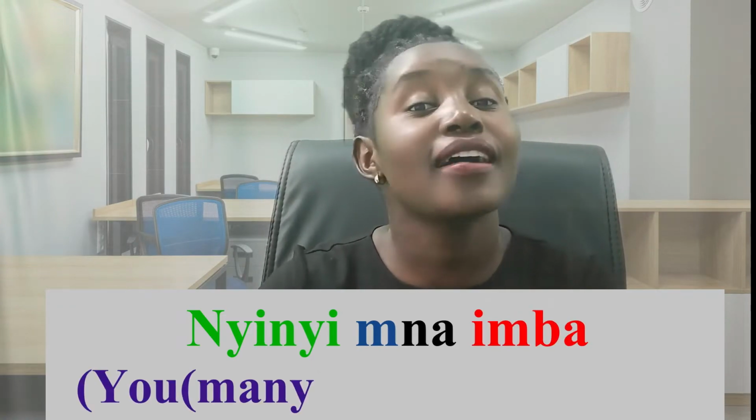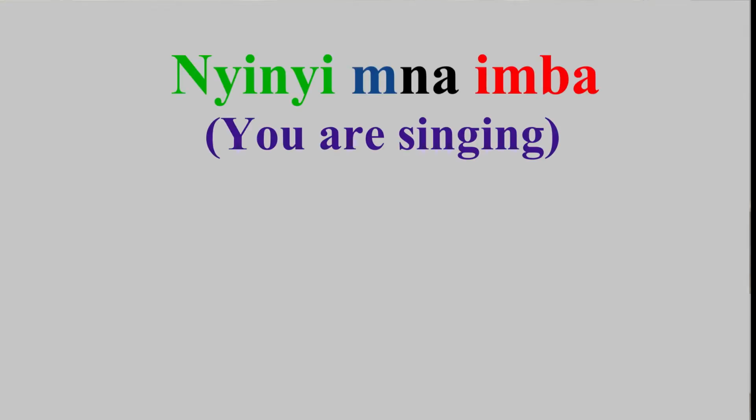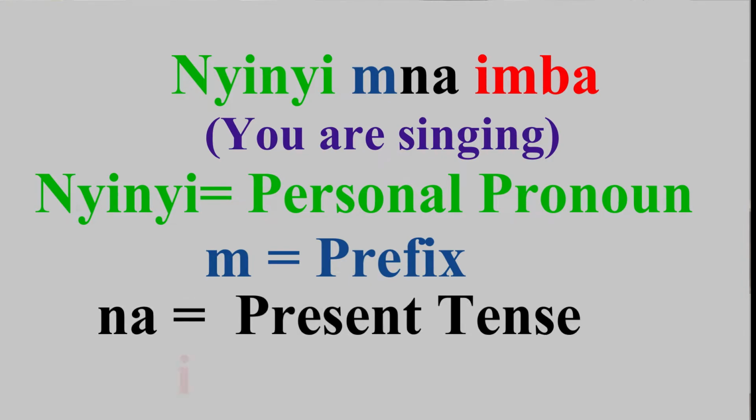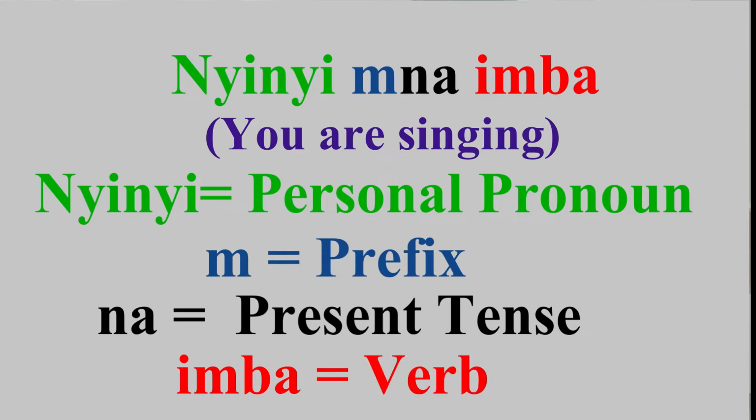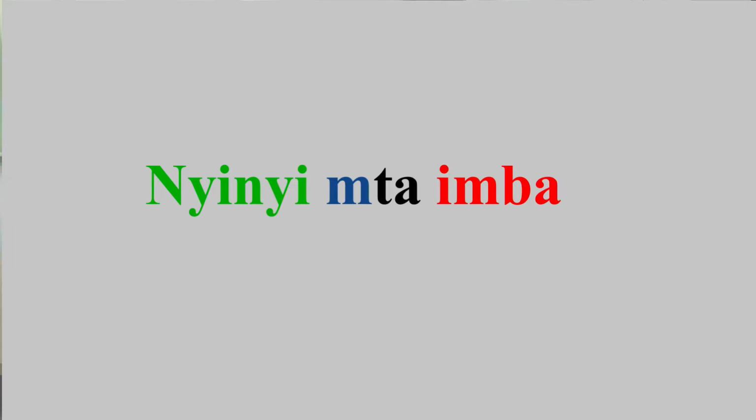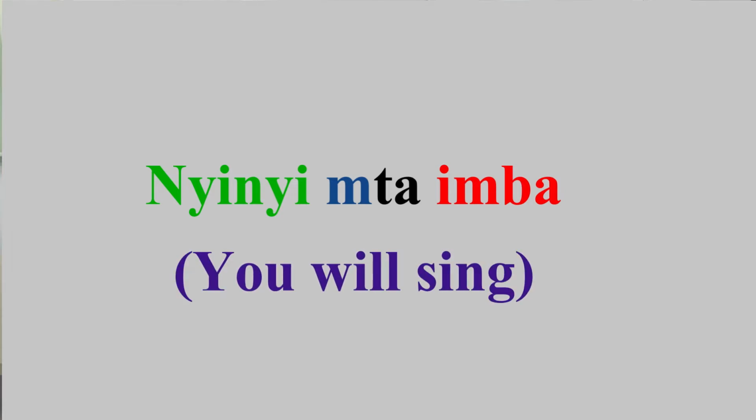In present tense we say nyinyi mtaimba. Oh no. Nyinyi mnaimba. Right now you are singing. So nyinyi is our pronoun, m is our prefix, and then na is our present tense. Imba is the verb. Nyinyi mnaimba. You are singing. The future tense we say nyinyi mtaimba. You will sing.